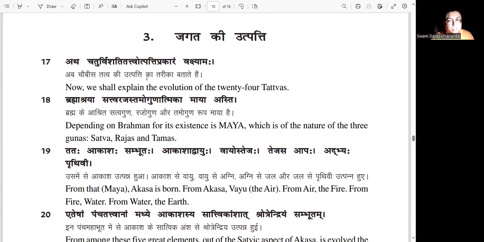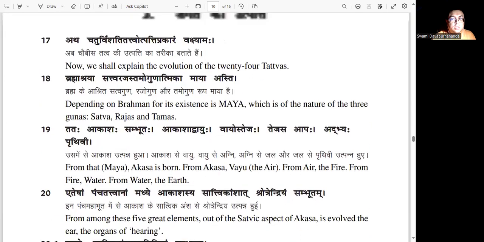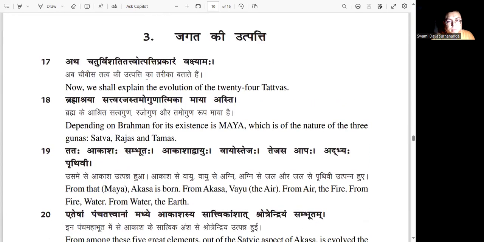Brahmasraya, it is Brahma ashrit, depending on Brahman. He is defining Maya here. He says that Brahma is the main source, and from it Maya depends. The Maya is Asrita on the Brahman. And what is the characteristic of Maya? He says Sattva, Raja, Tama Gunatmika Maya Asti.